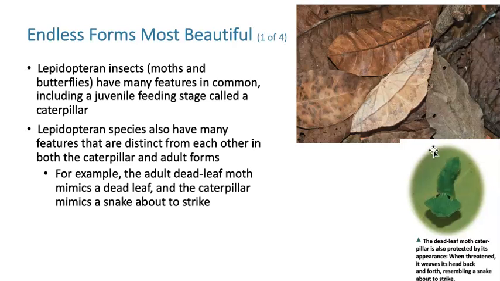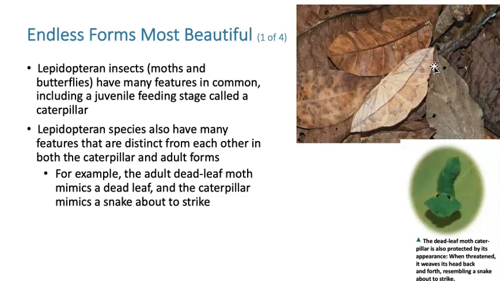For example, here is a dead leaf moth caterpillar, and the caterpillar itself looks a lot like a snake. It looks like a snake is about to strike. That's as opposed to the adult. And the adult is how the moth gets its name, the dead leaf moth. And you can see here that this moth does look an awful lot like a dead leaf.